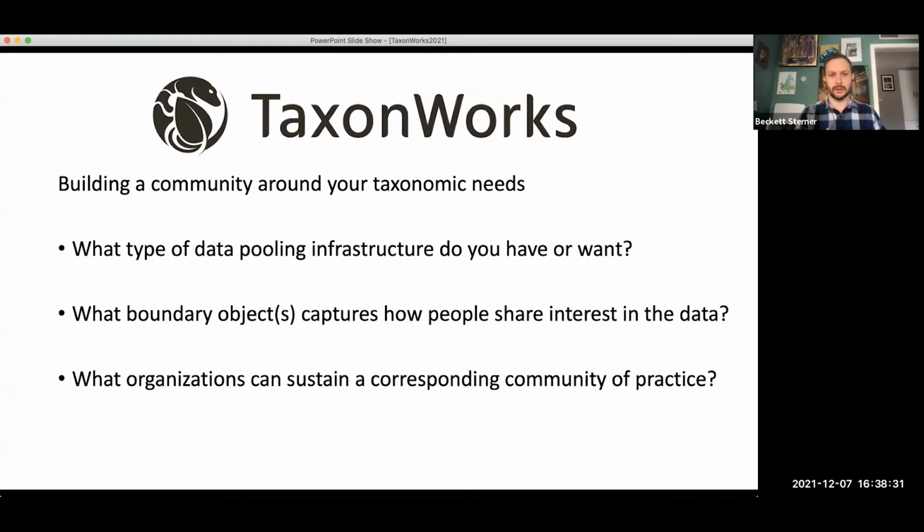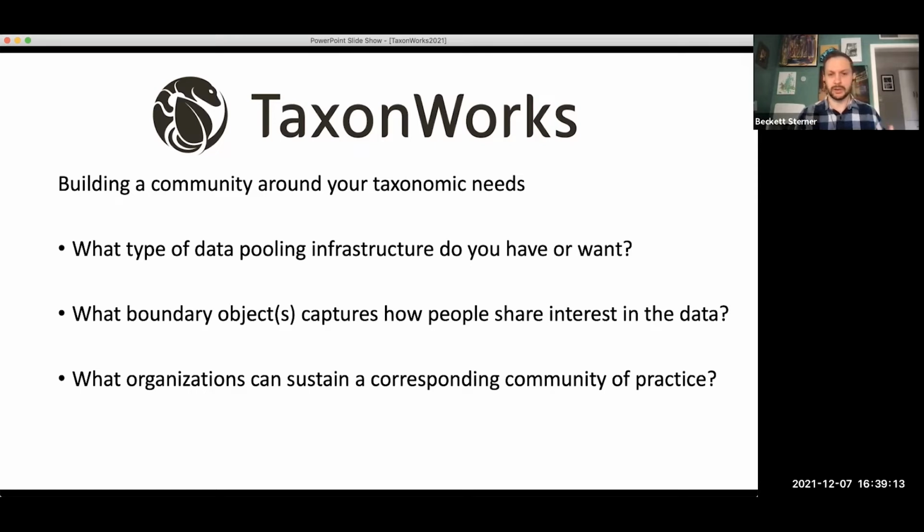And so some general questions just to start with here. What types of data pooling infrastructure do you have or want? Are you already part of a data portal with a community, or do you feel like you need one, right? Are you looking for something to work for your collections organization, but you're not really worried about projects that span multiple collections? And what would you be hoping for TaxonWorks or other software package to help with there? Often software and people go together, right? So we need to think about the communities and the technical support and how they can augment each other.